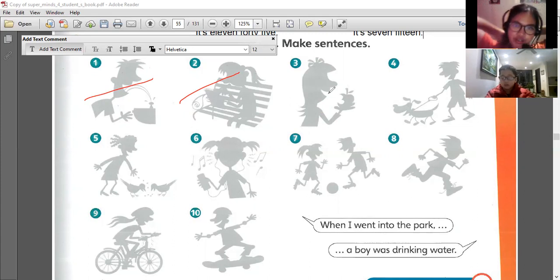Yes. Number three. Next to the girl, I see the other girl eating an apple. Okay, an apple. That's correct. Very good. I saw a girl who's eating an apple. All right. That's a simple sentence, but it's correct. Okay, next, number four.